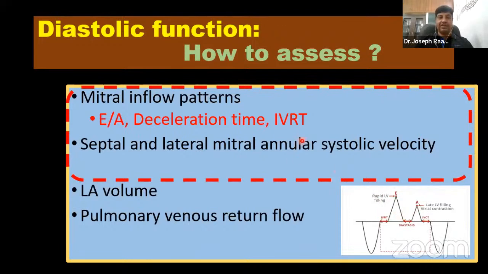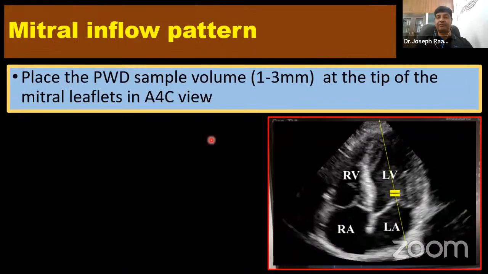Then we analyze that. Then there is what is called the mitral annular systolic velocity, which I'll talk about a little later. Then this E dash and the E to E dash ratio. So based on these parameters, we can assess our diastolic dysfunction. So how are we going to do that?